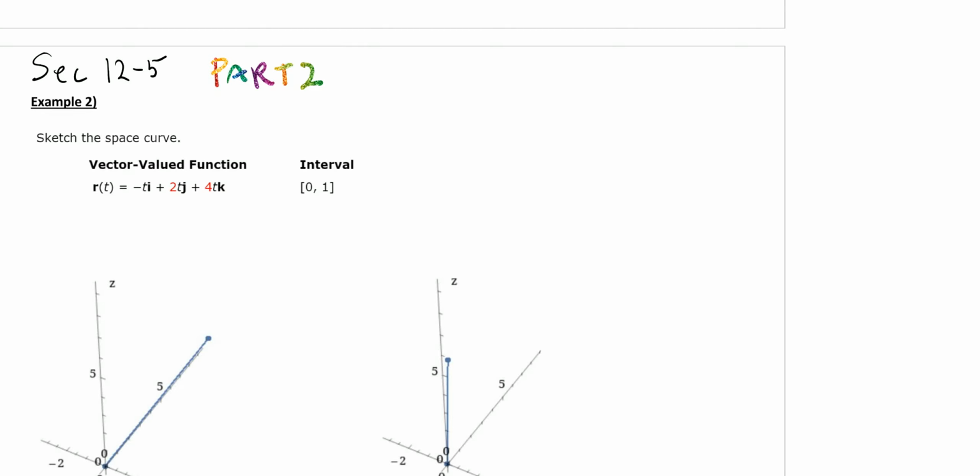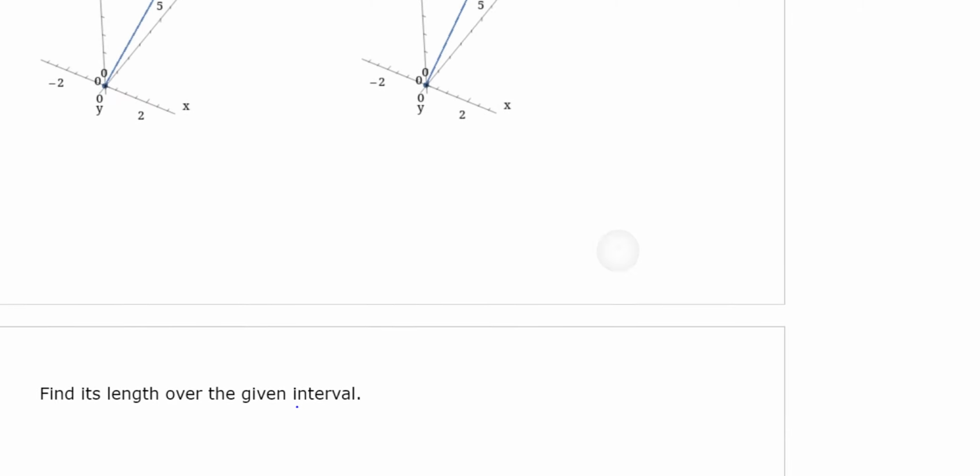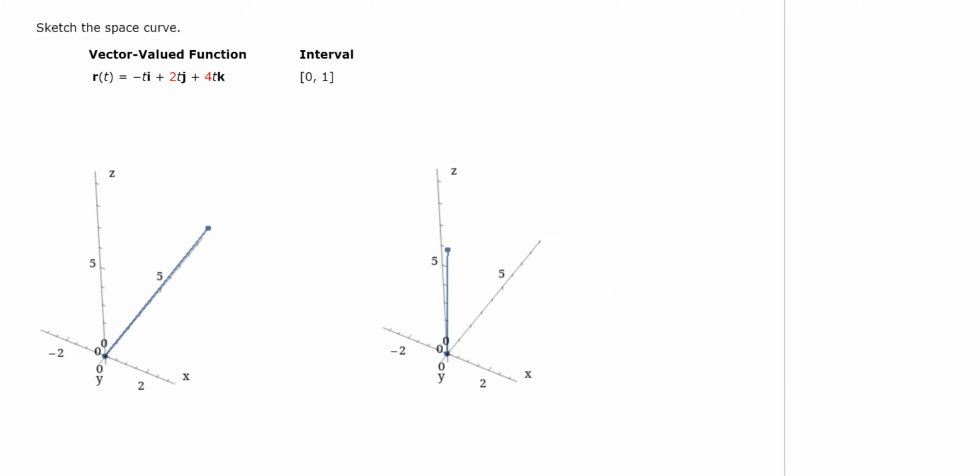This is Math 261, Section 12.5 on arc length, and this is Part 2, Example 2. Sketch the space curve. So we'll identify the graph of this vector-valued function, r of t equals negative t i plus 2t j plus 4t k over the interval t equals 0 to t equals 1. Our first step will be to identify the graph of that, and then we'll find the length of that line segment. It will be a line segment in 3 dimensions.